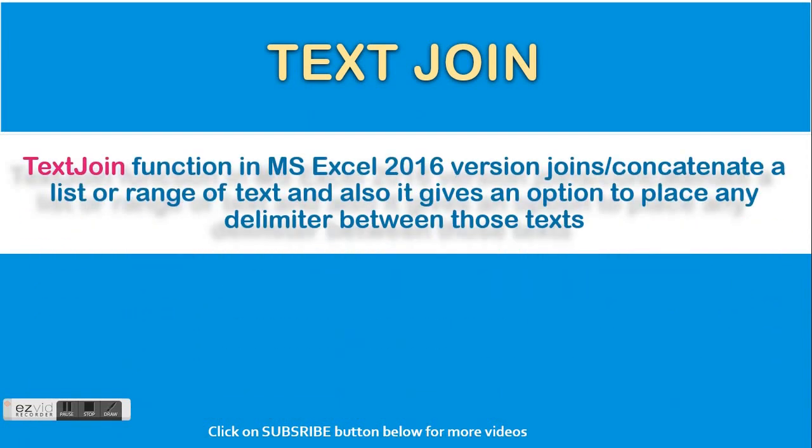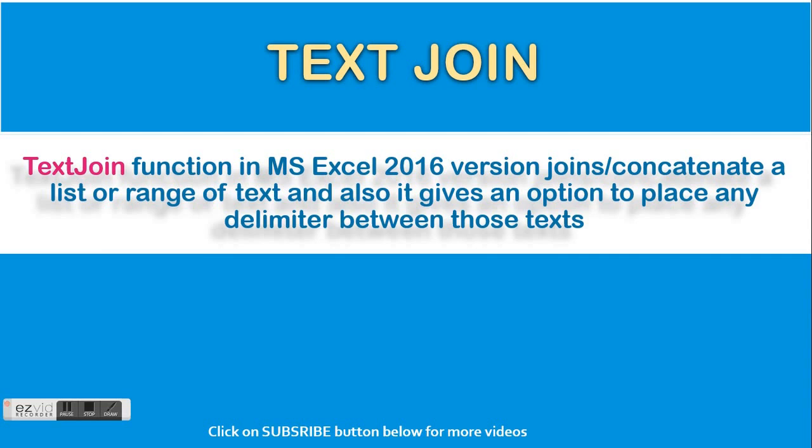The TEXTJOIN function in MS Excel 2016 version joins or concatenates a list or range of text, and also it gives an option to place any delimiter between those text. So earlier we were using the CONCATENATE function in Excel, in which we would have to select multiple cells multiple times if we wanted to concatenate them. But with this new TEXTJOIN function, we can simply give a range of cells if we want to concatenate them, and also it gives us an option to give any delimiter between those text.